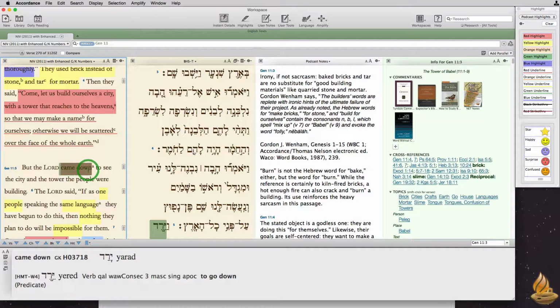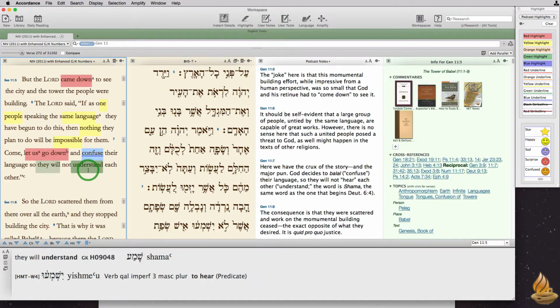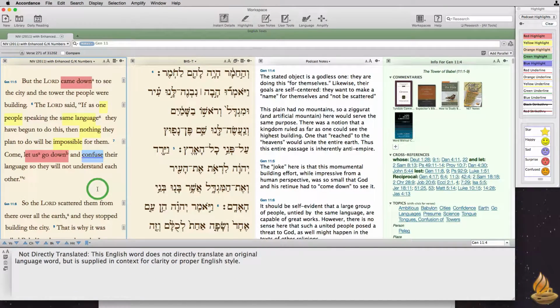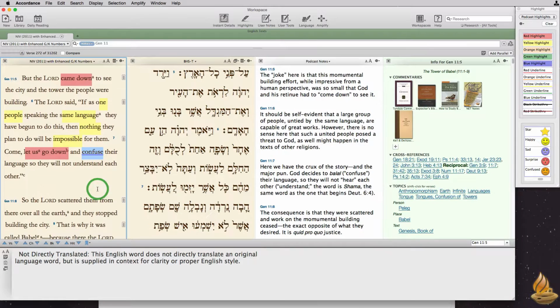So there are jokes going on here in Hebrew that we can't even pick up unless we're reading this like a native. So the consequence, they're not going to understand each other. One of the things about being a huge metropolis like Babylon is that it's going to become a center of trade and commerce. Of course there are going to be people from all over, and of course they're going to speak a variety of languages. It's going to sound like a cacophony.